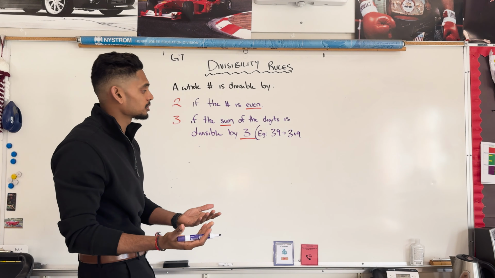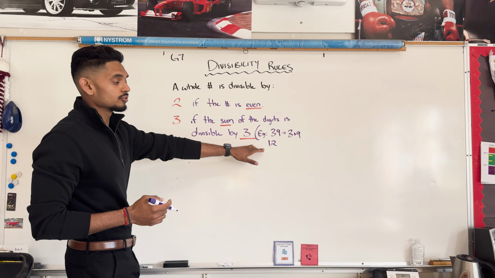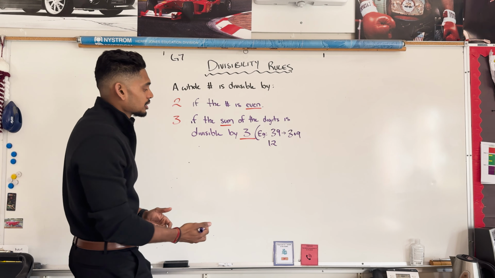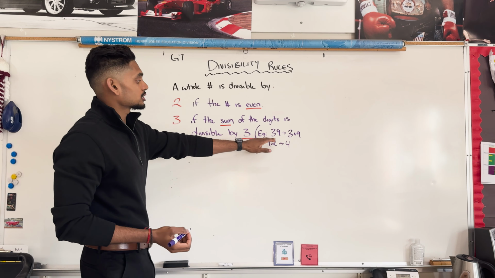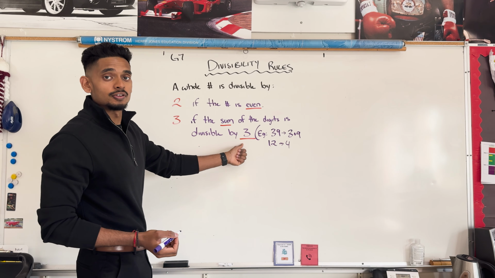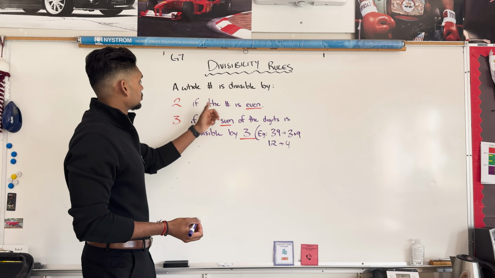You ask yourself, what's 3 plus 9? 3 plus 9 is 12. Is 12 divisible by 3? Yeah, you already know that from grade 2. It's 4. So that's how you take the sum of the digits to find out if a whole number is divisible by 3.